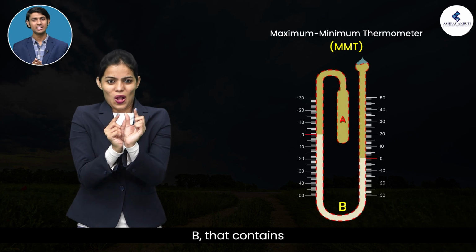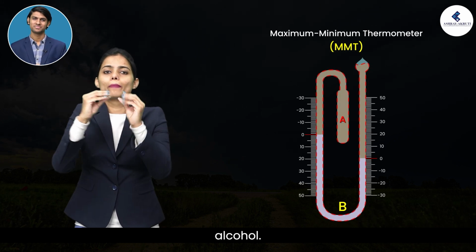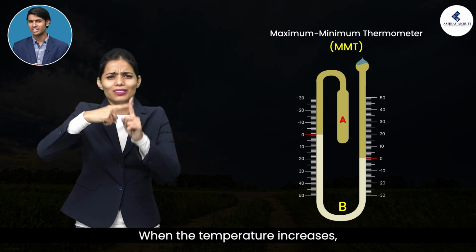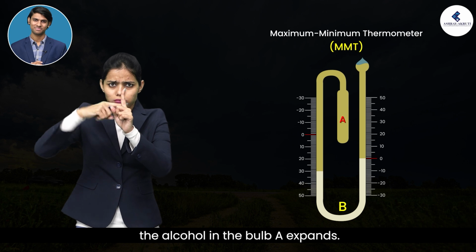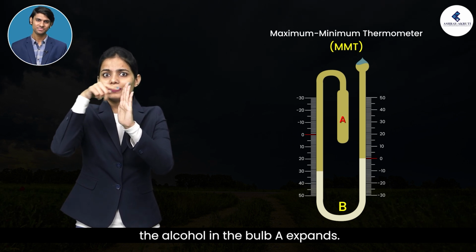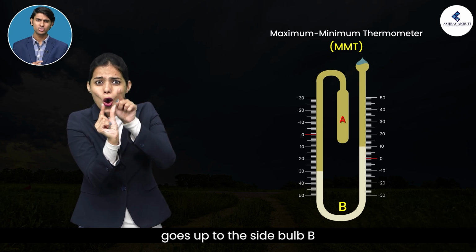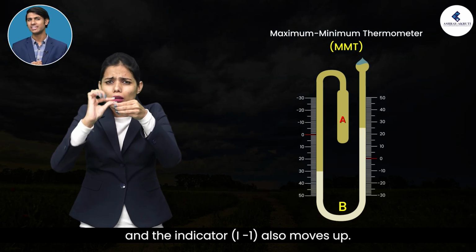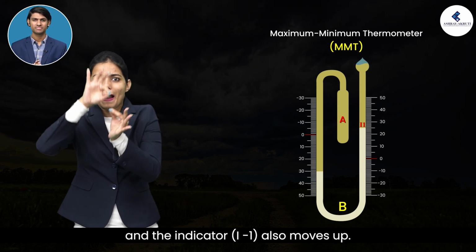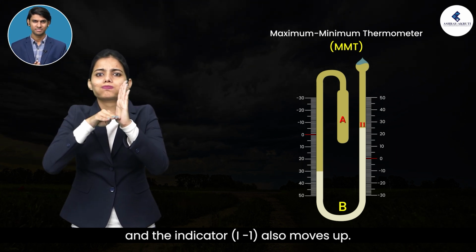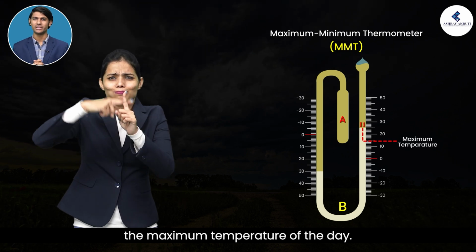B, that contains alcohol. When the temperature increases, the alcohol in the bulb A expands. The mercury in the U tube goes up to the side bulb B, and the indicator I1 also moves up. This indicates the maximum temperature of the day.